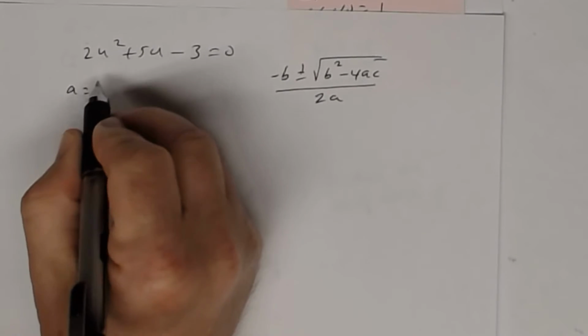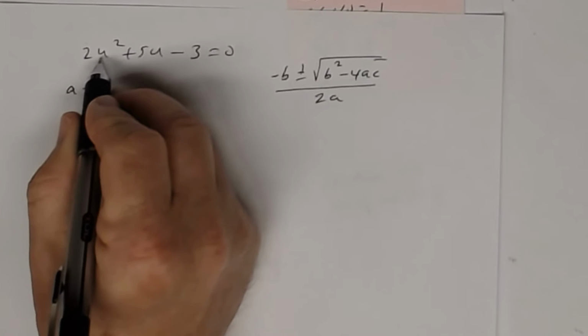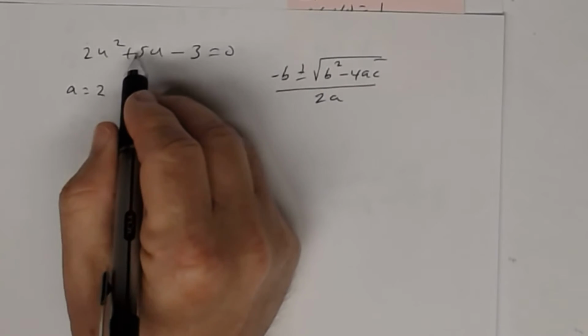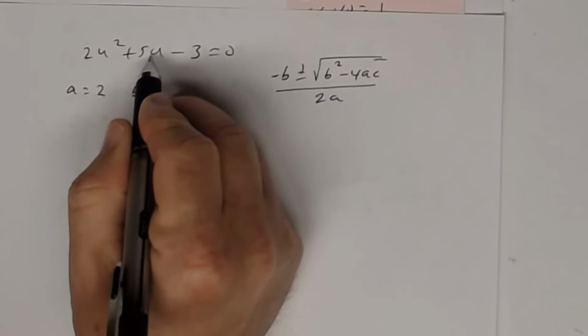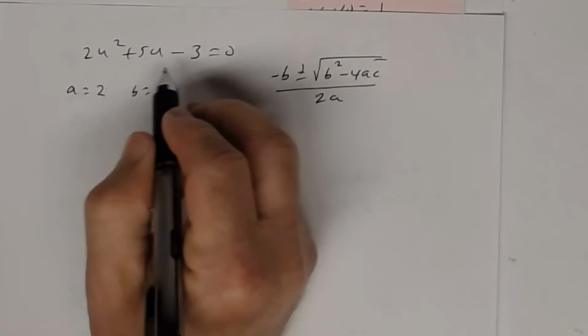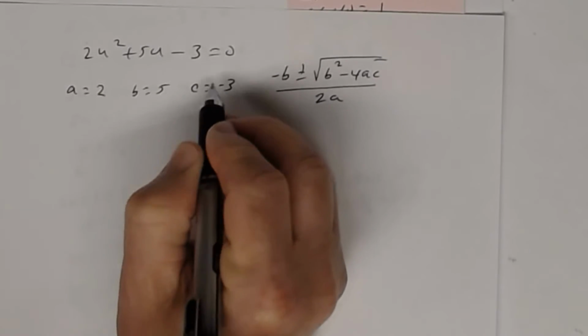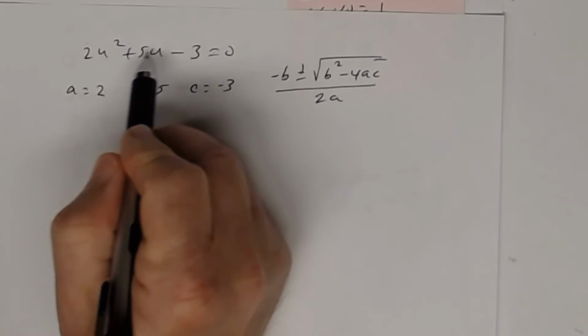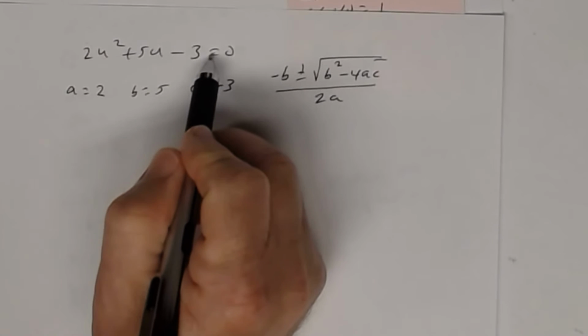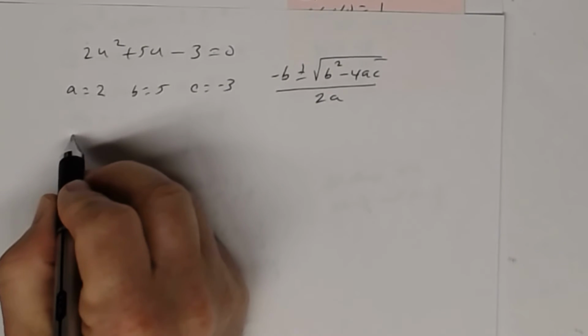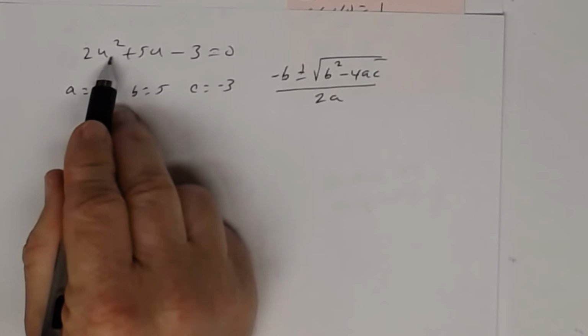So a is the coefficient of the squared term, which is 2 in this case. b is the coefficient of u to the first power, so that's 5. And c is your constant, which is negative 3. Again, always make sure it's in descending order, and it's also in standard form, so you needed a 0 on that other side. So now let's go ahead and substitute. So I get, now remember this is u, not x. This is the variable u.